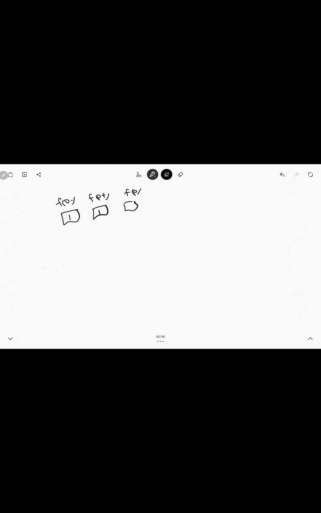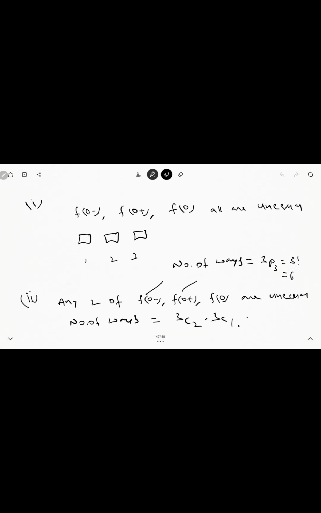Now the third box is vacant. How many numbers are there still? 2, 3 are there. Therefore 2c1. That is the last. So finally I am getting 18. 3c2 into 3c1 into 2c1 is equal to 18. Understood or not?